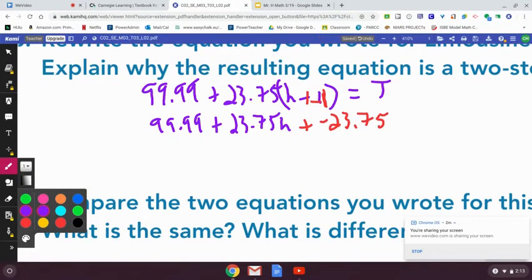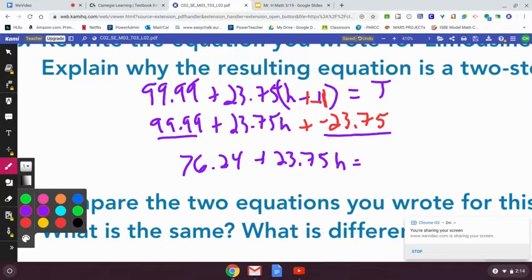Now that I've done that, I can start to combine some like terms. Since the first and the third term are both constants, I'm going to find the difference of those two and I can combine them. Since they don't have any variables, they're like terms. So I'm going to subtract them. Since I have a positive and a negative, I end up with $76.24 plus 23.75 times H equals the total.